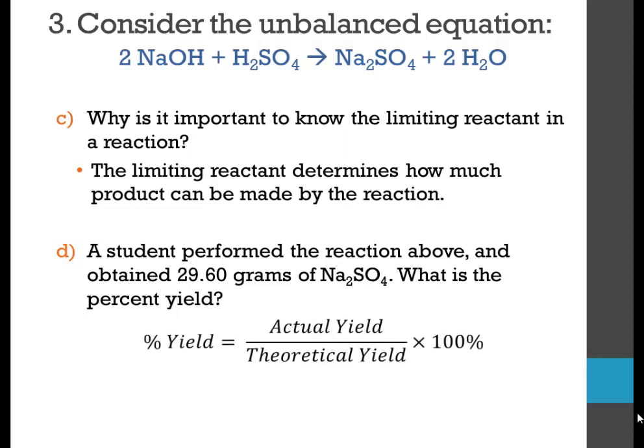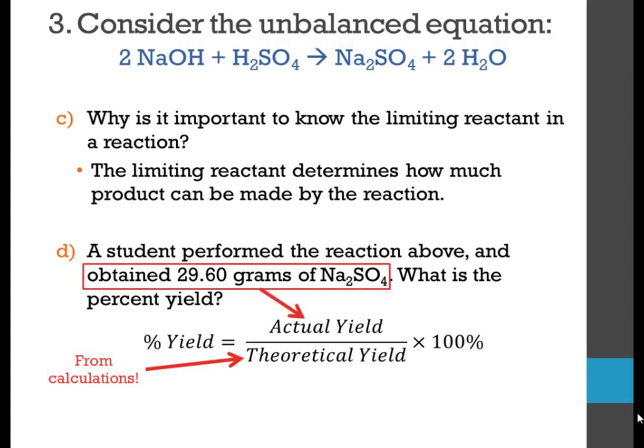A student performed the reaction above and obtained 29.60 grams of sodium sulfate. What is the percent yield? So this is an equation that you should have memorized. Percent is always some part over the whole. So the actual yield is the part that you actually get, and the theoretical yield is based on calculations, how much you could get. So theoretical yield comes from calculations.